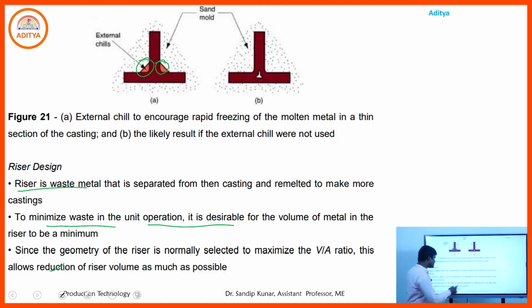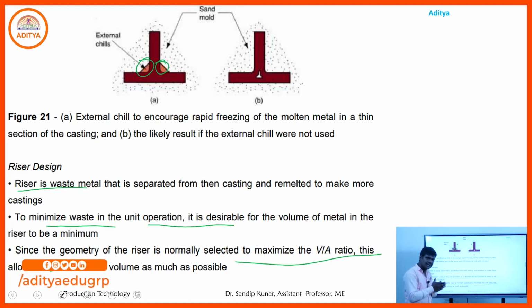The geometry of the riser is selected to maximize the volume-area ratio. So that type of shape will be produced in the case of the riser. It will occupy the maximum volume-area ratio. In that we pour the molten metal, and it will also hold a larger amount of molten metal.